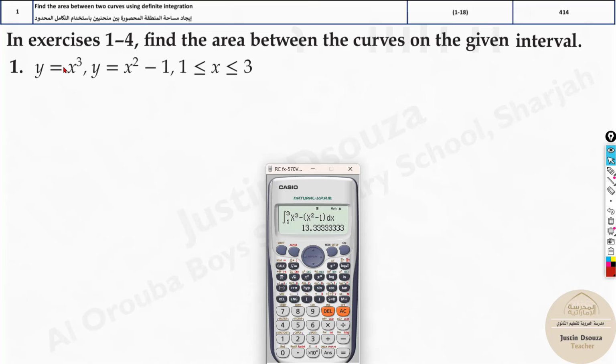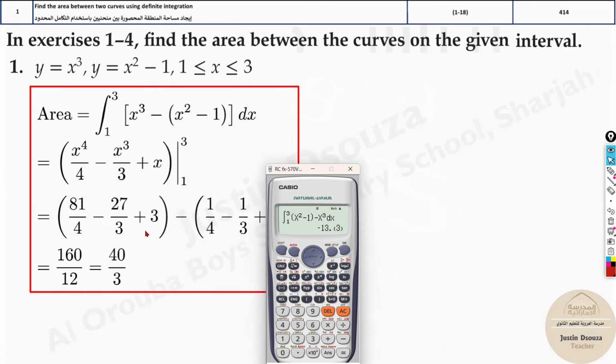But what if I had taken the upper and lower functions wrong? This was not the upper, this was lower and this was upper. Let's try that now. I will just change the functions. X squared minus 1 is the first function subtracted from x cubed. Now the answer is the same thing, but it's just minus. So you don't need to bother finding which is upper and lower. Just use this formula. You will get the correct answer itself.